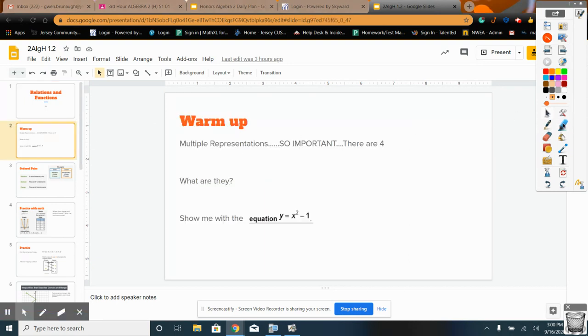This is a really big idea in math, and it's called multiple representations. They really push math teachers to work on this with our students. And this is so important because there are 4 different ways we can write relationships in math. So what are they? Well, the first one is an equation. That's the first multiple representation. And it looks like this.